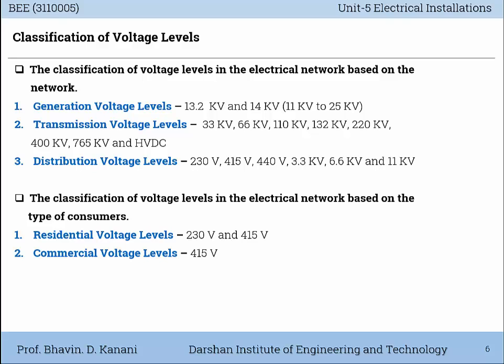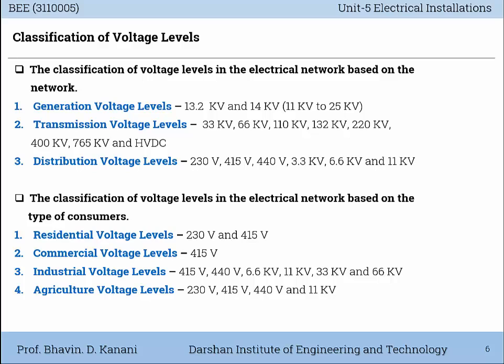Second is commercial category. In that, voltage level is normally 415 volt. Third category is industrial category, where voltage levels are 415 volt, 440 volt, 6.6 kV, 11 kV, 33 kV and 66 kV. Fourth category is agriculture type consumer. They have the voltage levels 230 volt, 415 volt, 440 volt and 11 kV.